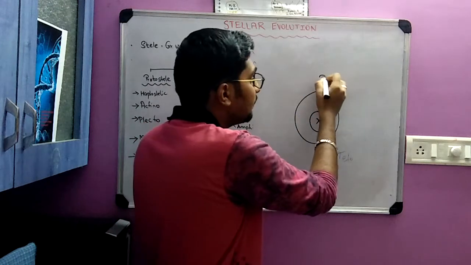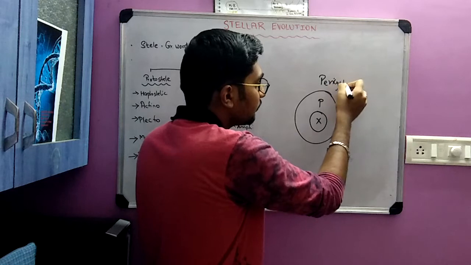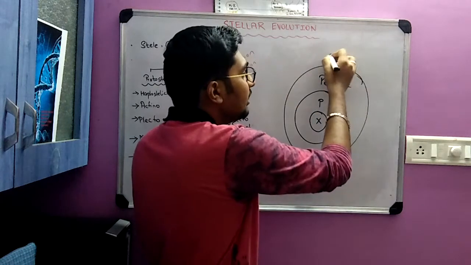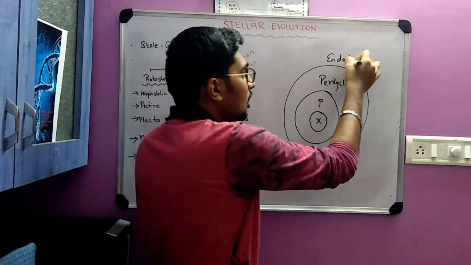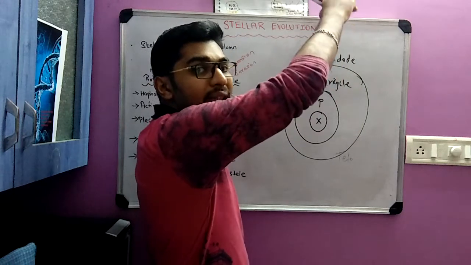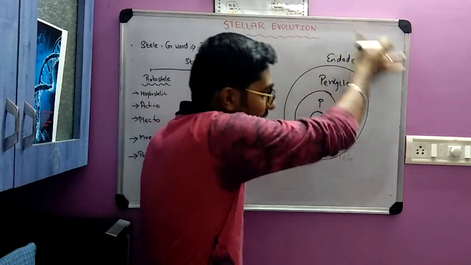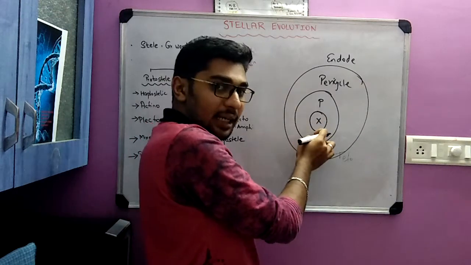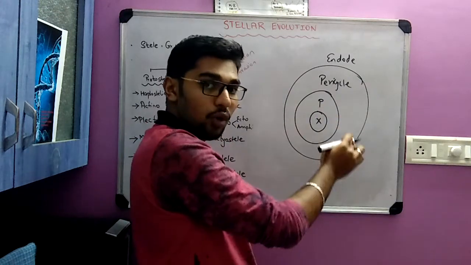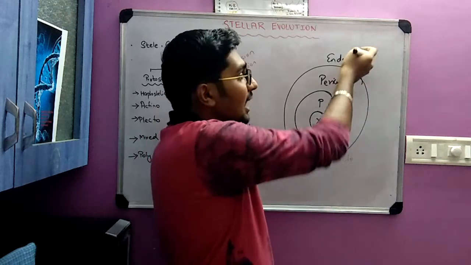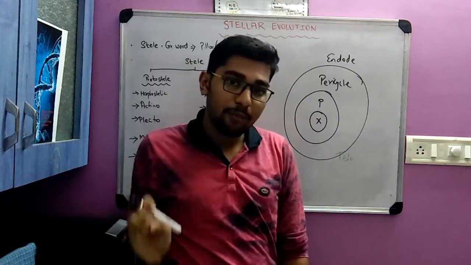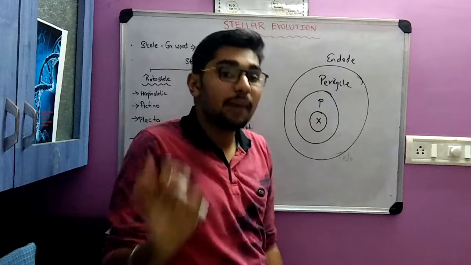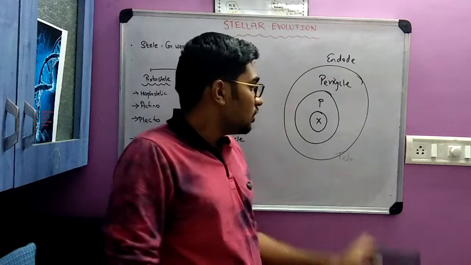Surrounding the phloem is pericycle, and surrounding this is endodermis. Above you have cortex and epidermis, but we're not dealing with those. We're dealing only with the stellar region. So the centermost is xylem, followed by phloem, then pericycle and endodermis. Since it is a type of protostele, pith is absent here. So this is the thing.